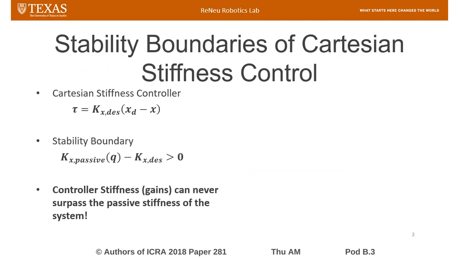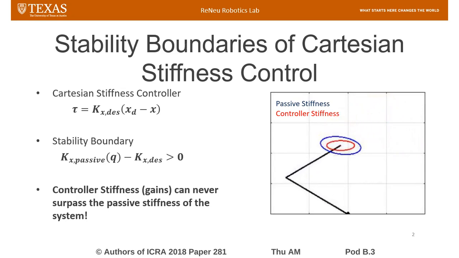We derive stability boundaries for Cartesian stiffness control of compliant tendon-driven robotic fingers, which says that the controller stiffness can never surpass the passive stiffness of the system. To visualize this better, we use stiffness ellipses. As seen here, the blue stiffness ellipse shows the passive stiffness of the finger, which scales and rotates as the finger moves due to the configuration dependency.